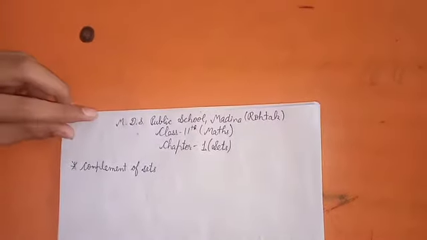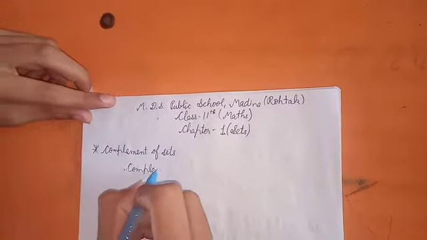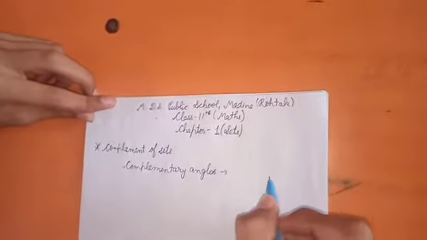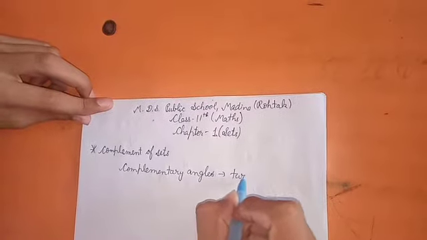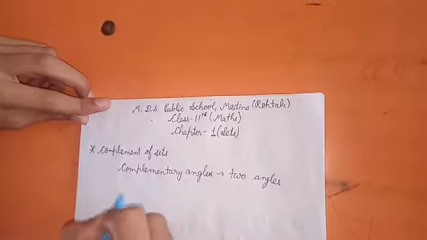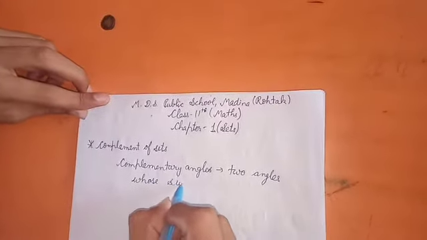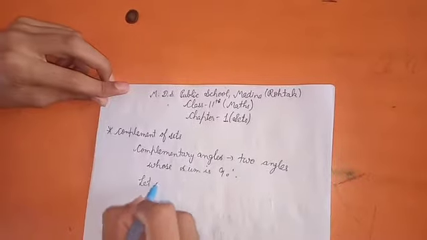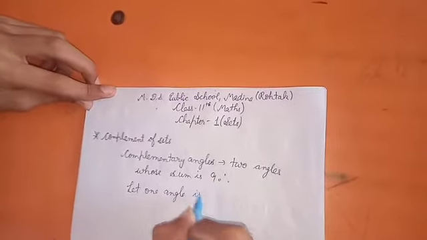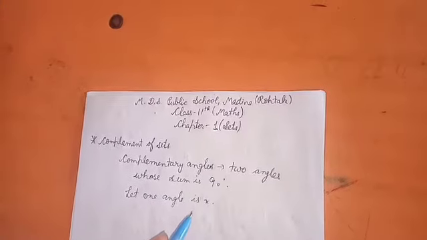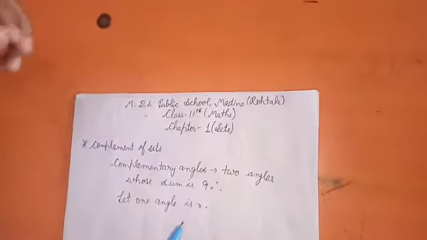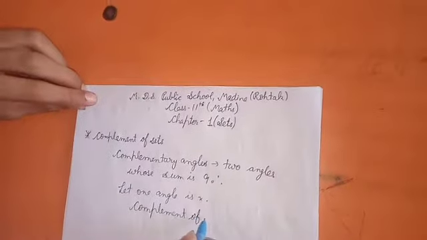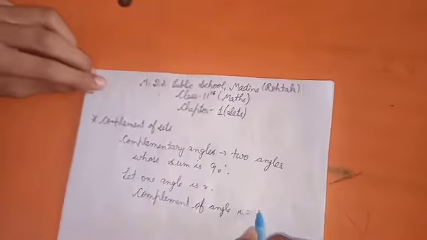Like we have studied complementary angles. What are those? These are two angles whose sum is 90 degrees. Suppose one angle is given to us, say x, and we are supposed to find another angle. What do we say then? We say the complement of this. So the complement of angle x is equal to 90 degrees minus x.